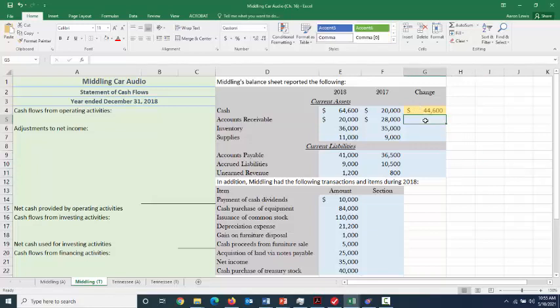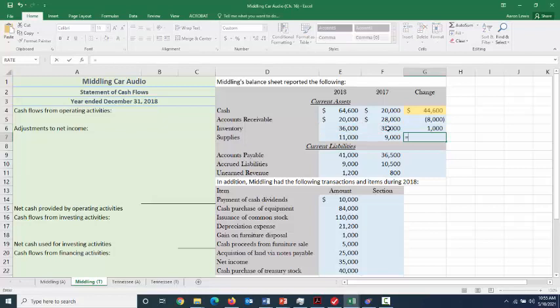What happened to our other current asset accounts? Well, we had accounts receivable of $20,000 at the end of the 2018 year, which is down from the $28,000 we reported the year prior in 2017. The amount of decrease that we had to AR was $8,000. For inventory, we're reporting $36,000 at the end of the current year. We reported $35,000 at the end of the prior year of inventory. That is an increase of $1,000.